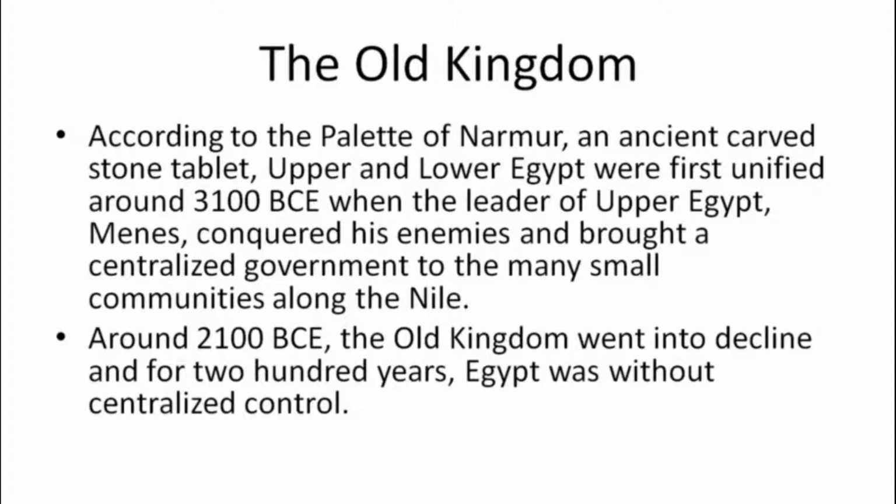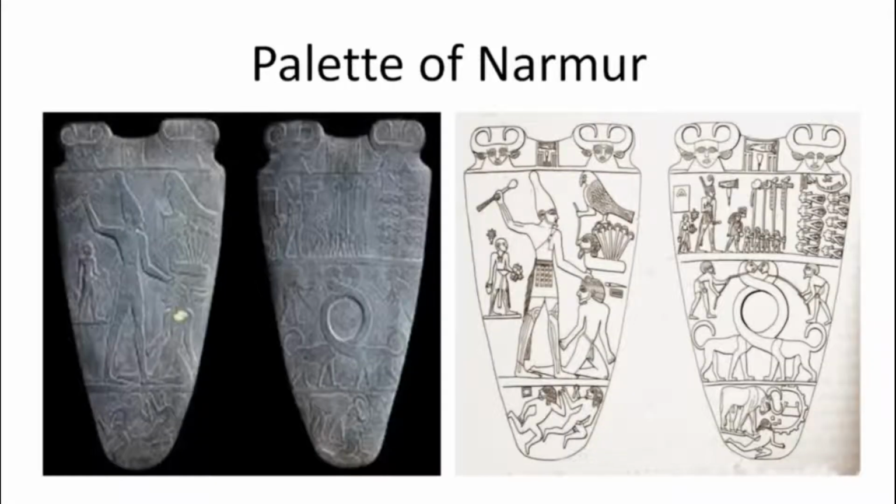The Old Kingdom is the one in which Menes, or Narmer, which is another name for Menes, ruled. According to the palette of Narmer, an ancient carved stone tablet, Upper and Lower Egypt were first unified around 3100 BCE, when the leader of Upper Egypt, Menes, conquered his enemies and brought a centralized government to the many small countries along the Nile. Around 2100 BCE, the Old Kingdom went into decline, and for 200 years, Egypt was without centralized control. As we can see here, this is the Palette of Narmer.